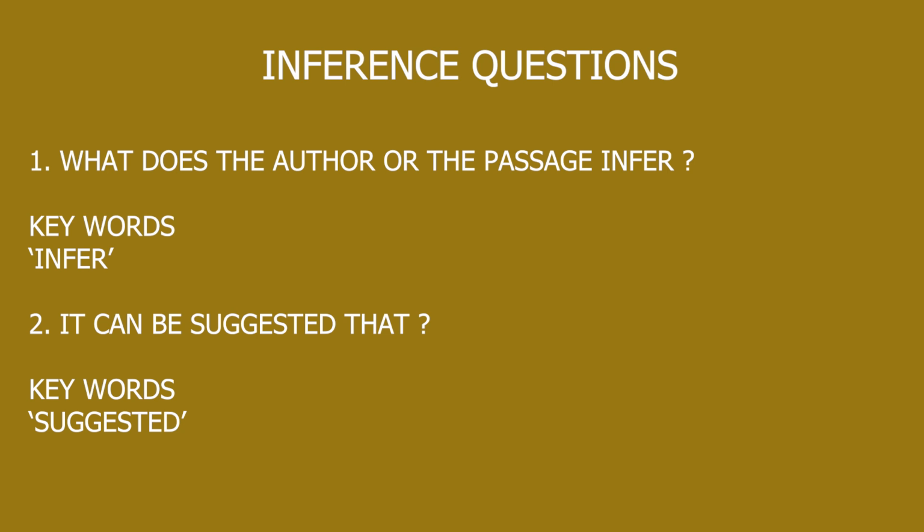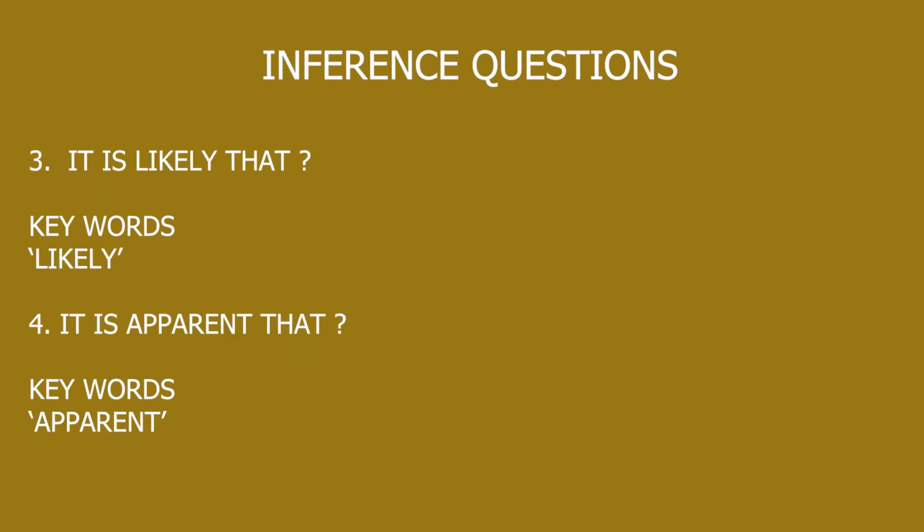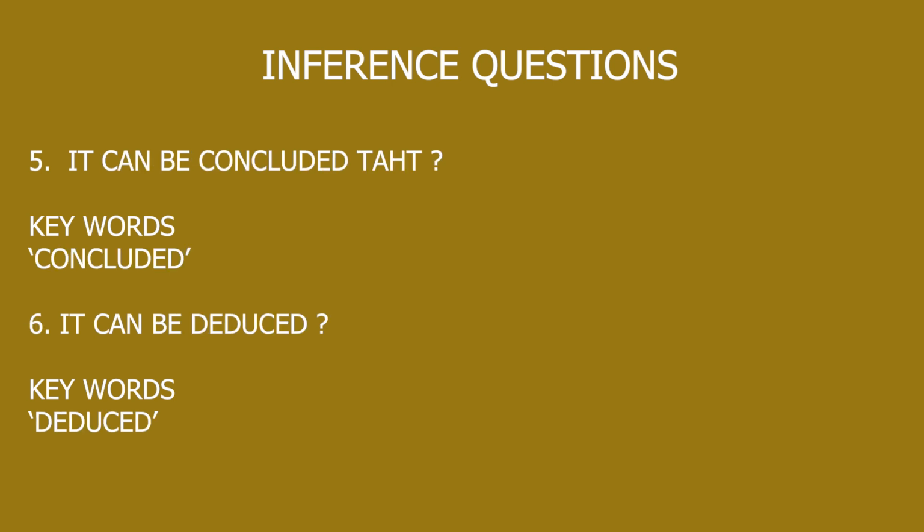If the passage is asking you that, it can be suggested, the keyword there is suggested. It is likely, the keyword there is likely. It is apparent, the keyword there is apparent. It can be concluded, the keyword there is conclusion. It can be deduced, the keyword there is deduced.